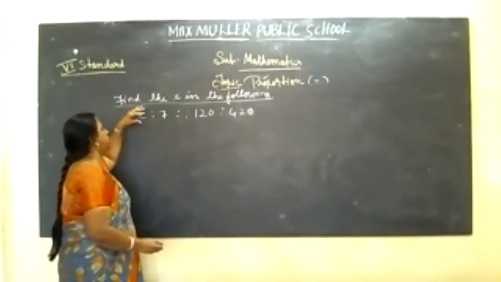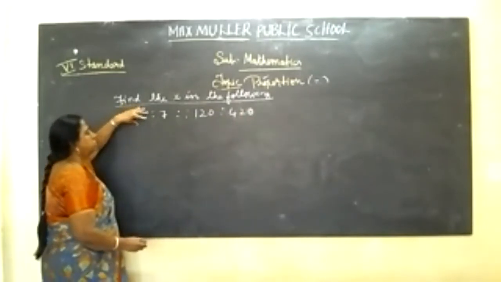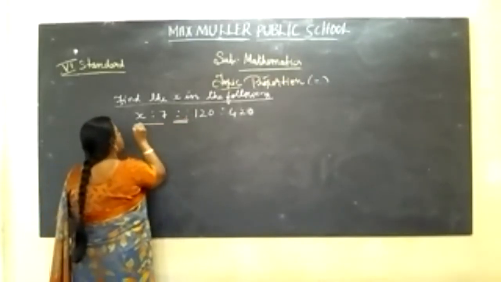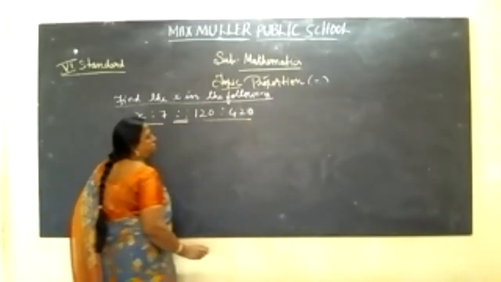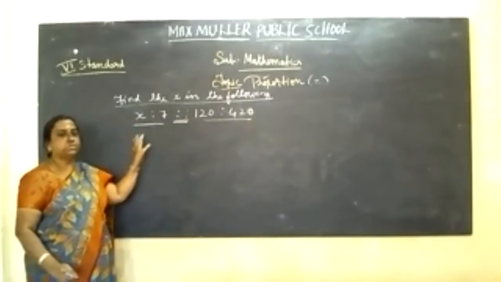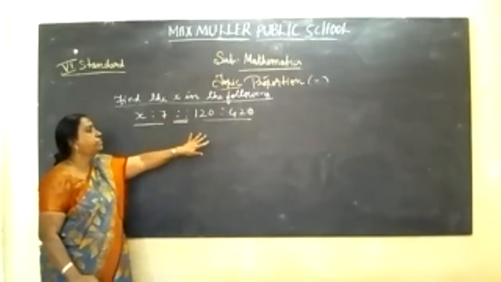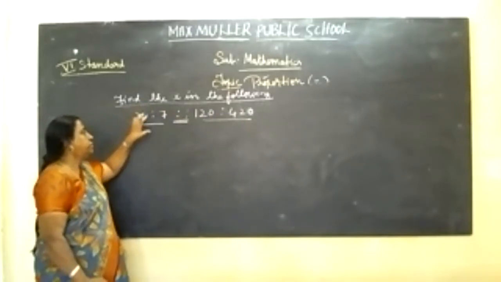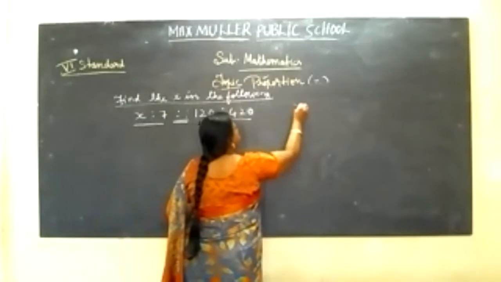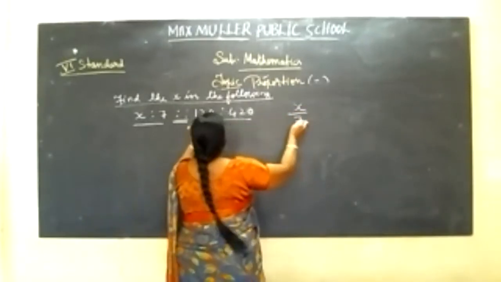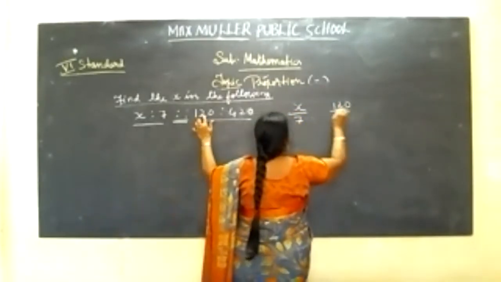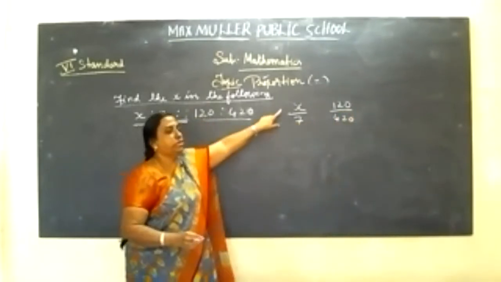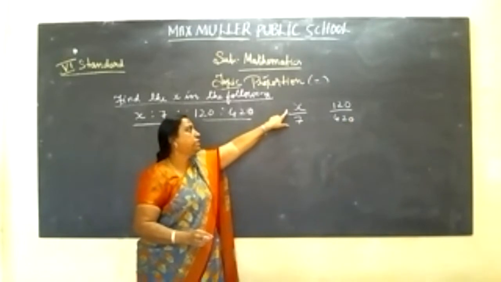Here the value of x is not given, we don't know it, you should find it. But they are given to be in proportion. That means the first ratio is equal to the second ratio. So if both are equal, what is the value of x you should find? In fractions we already know: x by 7, 120 by 420.